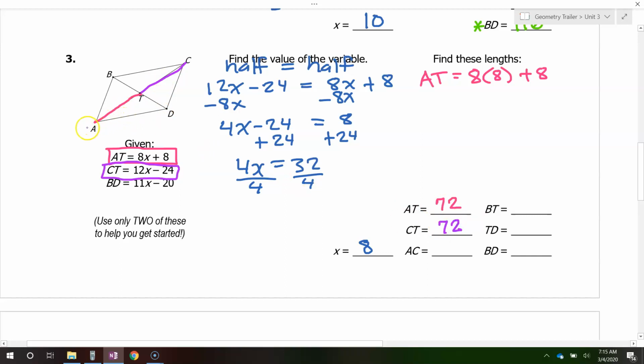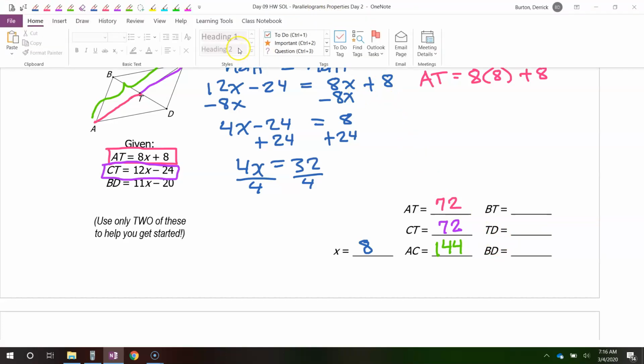Now, what about AC? AC is the whole thing, so it should be the sum of these. So this should be 144. Okay, now I want to branch over into the other 3 lengths. But for that, I need to switch.